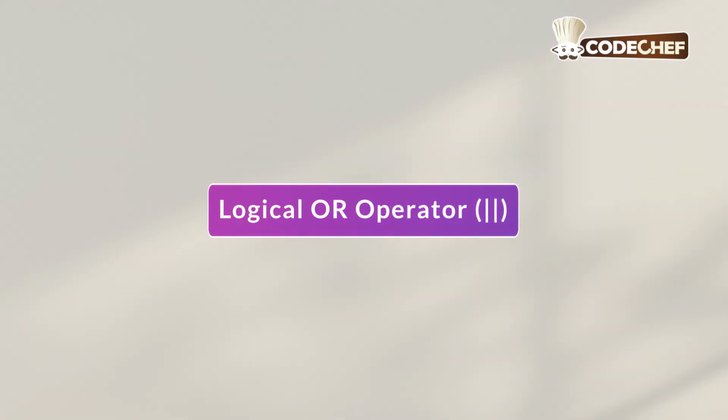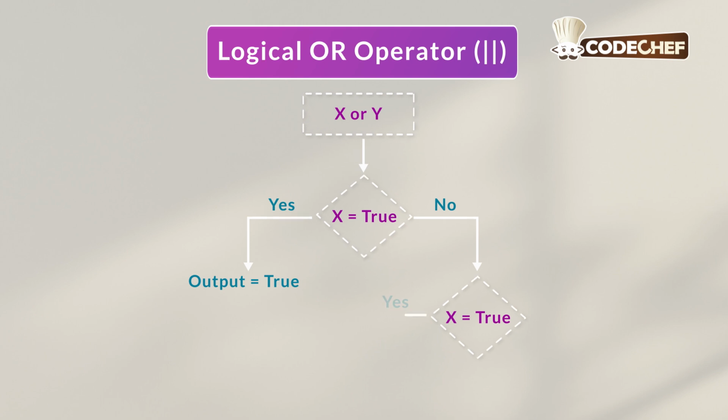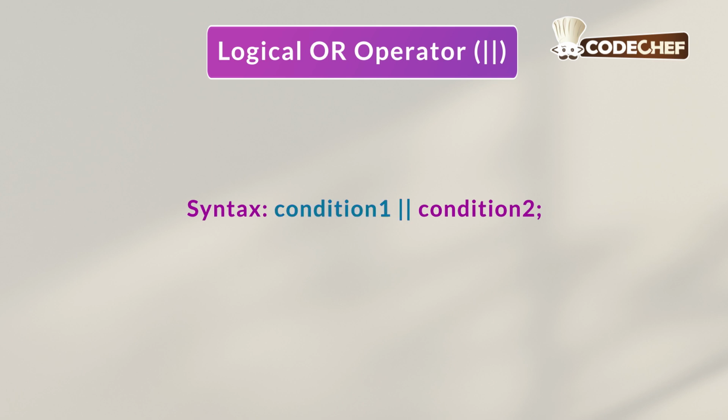Next is the logical OR operator. The logical OR operator is denoted by these two vertical lines in C++. It is used to combine two or more conditions, but this operator is more flexible because it returns true if at least one of the conditions is true, which makes it different from the logical AND operator. It only becomes false when both conditions are false. Let's have a look at the syntax. Condition 1, then logical OR operator, condition 2 and semicolon. So here if both condition 1 and condition 2 are false, only then the result will be false, otherwise it will be true.